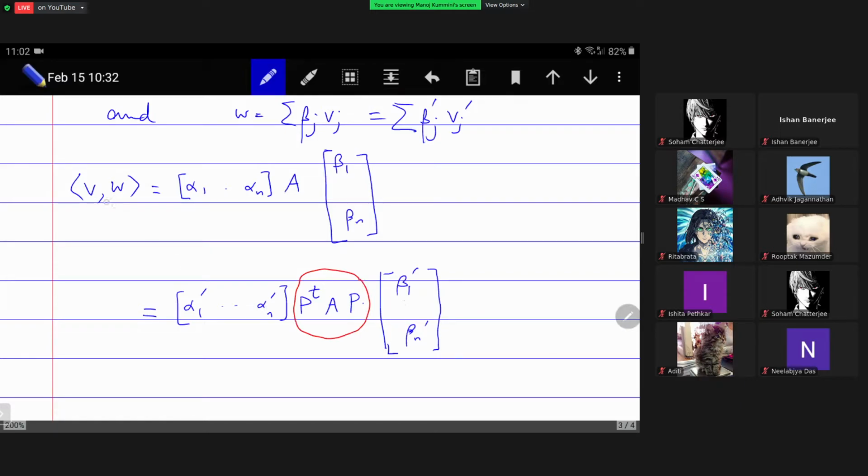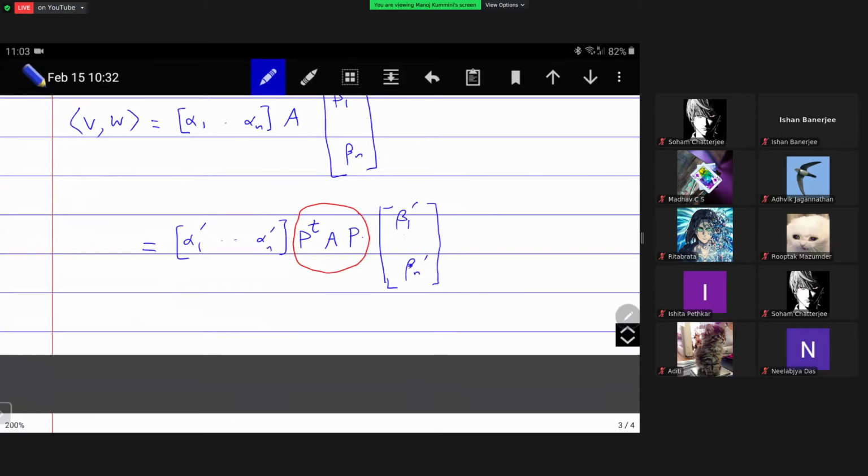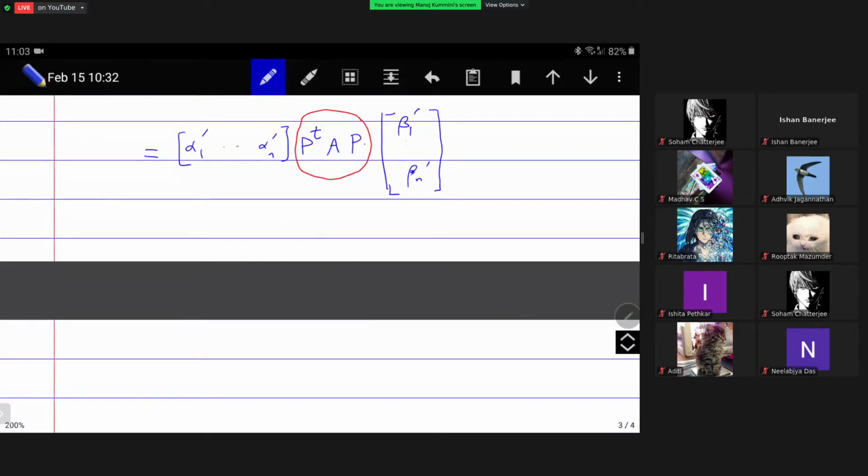The bilinear product V comma W is the coordinate vector of V times a matrix times the coordinate vector of W. And that's exactly the expression that we want. So this is true for every V and W. Therefore, A prime is P transpose AP.